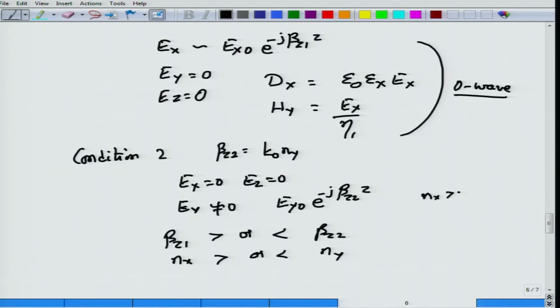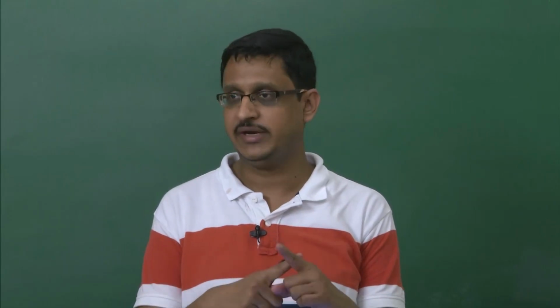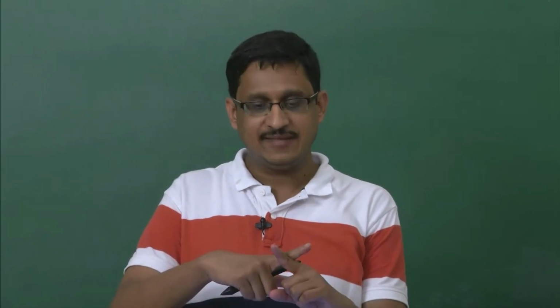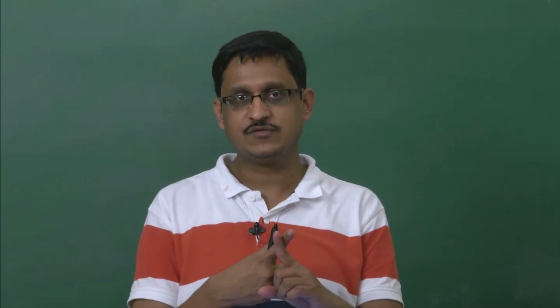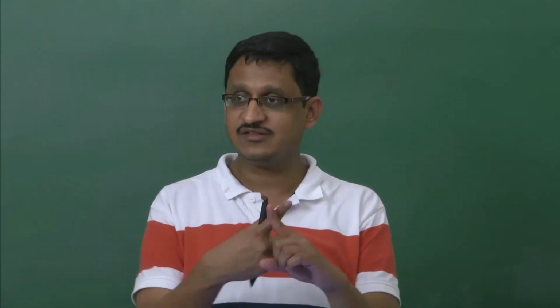Suppose nx is greater than ny, a condition that we already know for some reason. Then, because the phase velocity is inversely proportional to the index, the phase velocity of the x wave will be less than the phase velocity of the y wave. And we have already discussed that whenever two waves of the same frequency propagate through a medium with different phase velocities, there will be a phase difference between the two. What will be the effect of this phase difference, which also depends on the propagation distance?